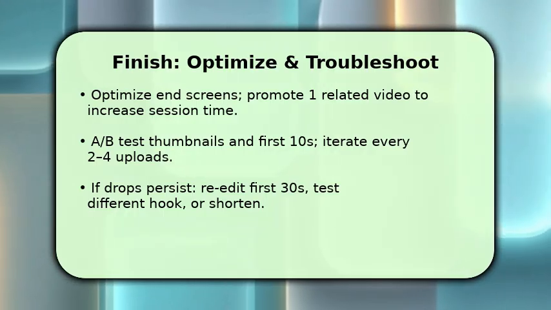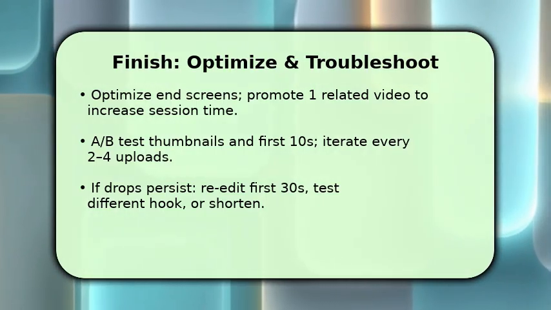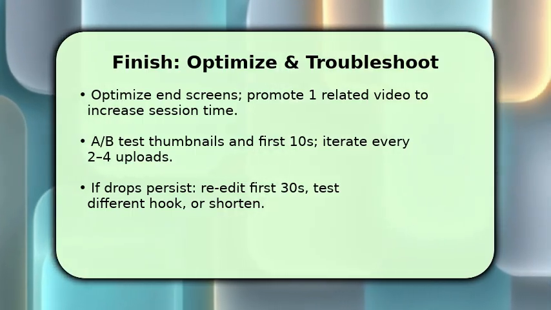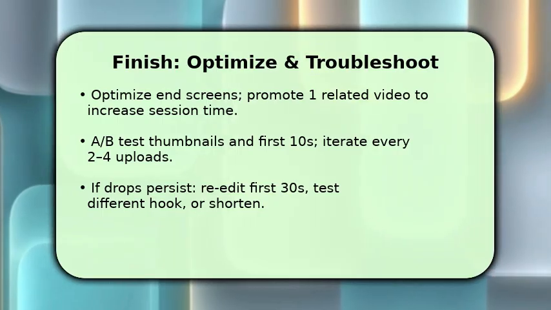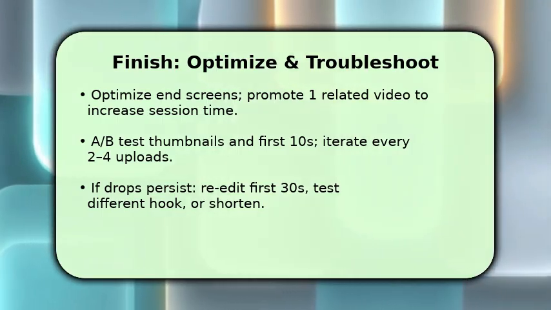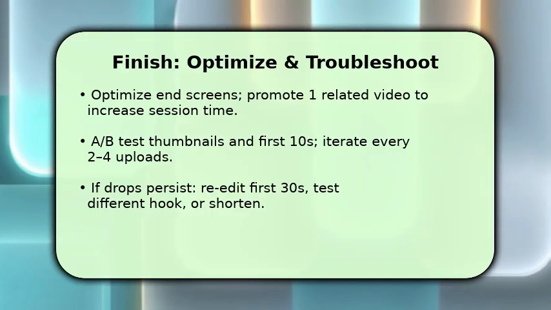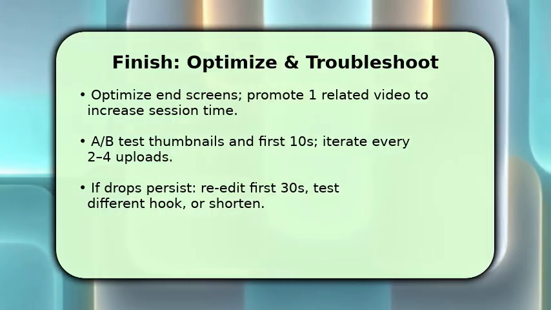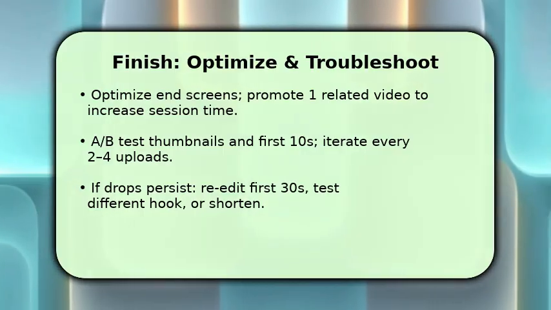Then run A/B tests on thumbnails and your opening 10 seconds, changing one variable at a time. Iterate every 2-4 uploads to find what sticks. If watch time still falls short, troubleshoot by re-editing the first 30 seconds, swapping the hook, or trimming overall length. Remember, small changes compound. Keep testing until retention improves.